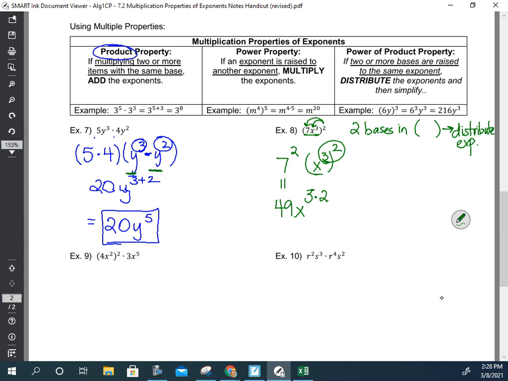Again, I'm not mad if you don't know it fully right now. It is okay to make mistakes. Ain't nobody in this class perfect, including the teacher. I'm not perfect either. So make the mistake and keep it moving. What's 3 times 2? 6. So 49 x to the 6. That's it. Problem's over.